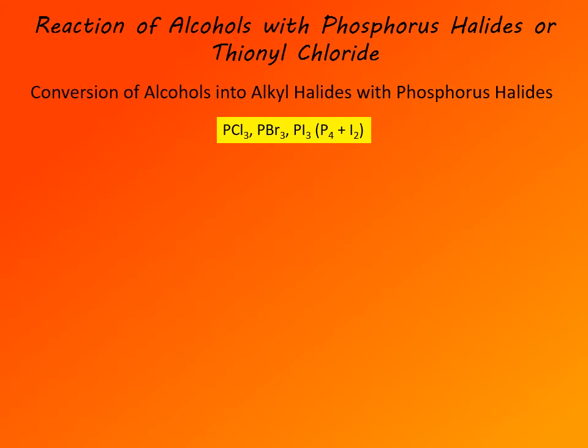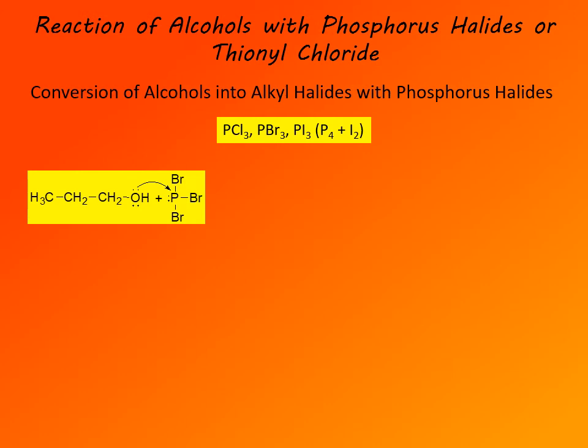So simply using elements, red phosphorus, that's phosphorus 4, and iodine, and mixing them in appropriate amounts in a 3:1 ratio gives phosphorus iodide in solution. So that's usually what we use instead of phosphorus triiodide. If you see phosphorus plus iodine reacting with an alcohol, that means that phosphorus iodide is reacting with an alcohol.